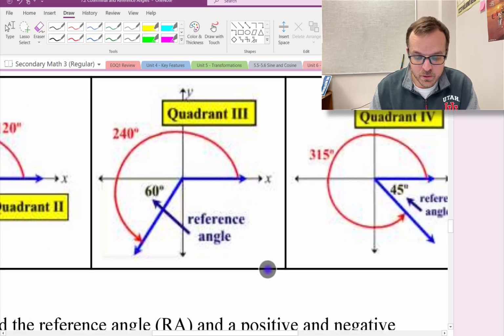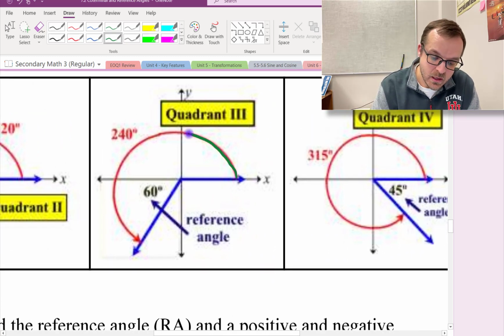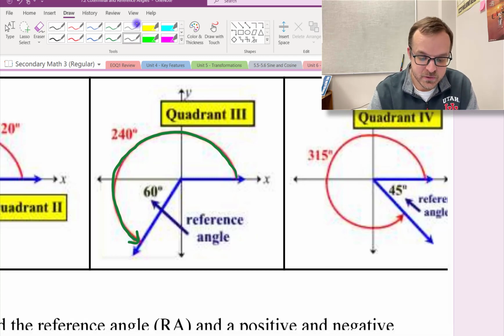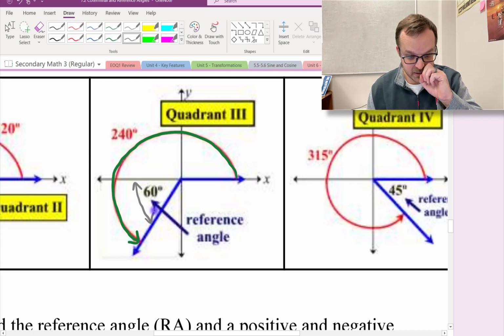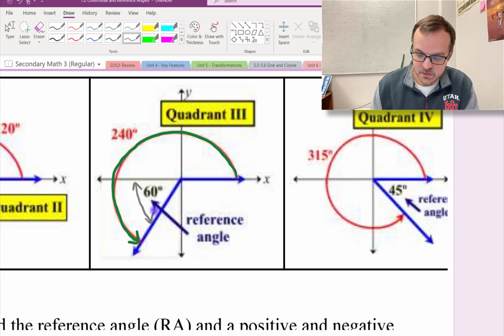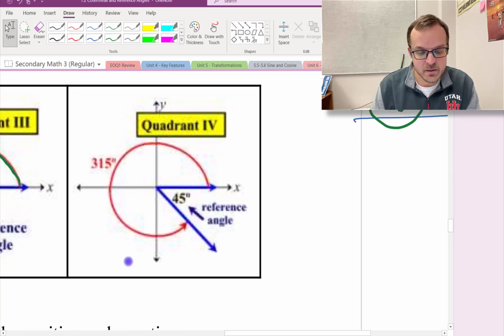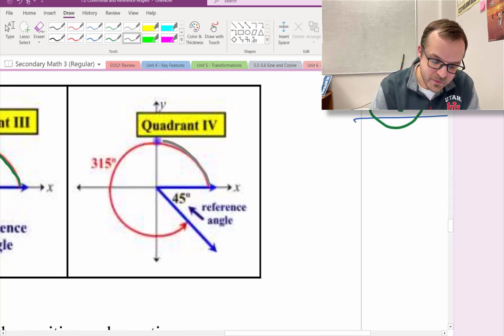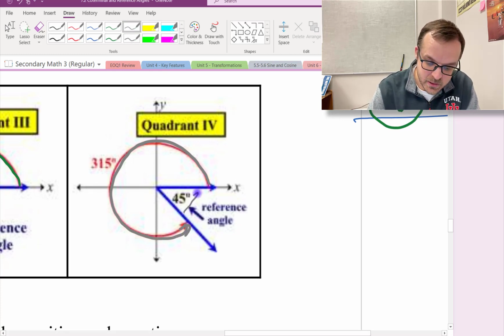In the third quadrant, we're graphing 240 degrees, and the reference angle would be found right here, which would be 60 degrees, because that would be, again, 240 minus the 180, which is 60 degrees. And then right here, 315 degrees. If we graph that all the way around, the closest to the x-axis would be right here.